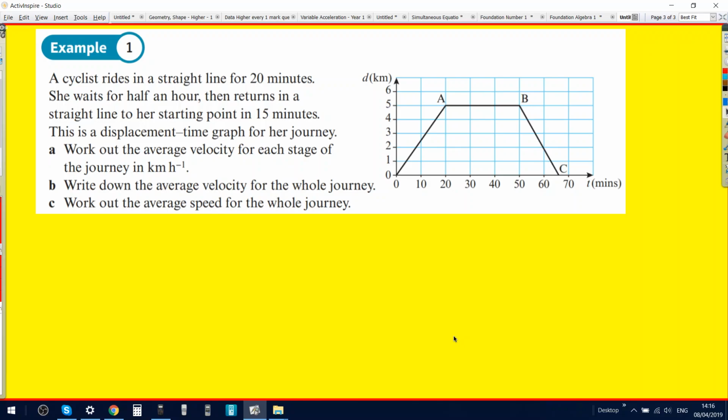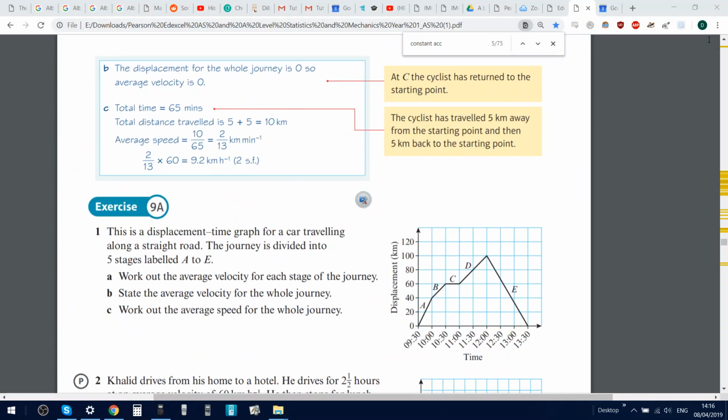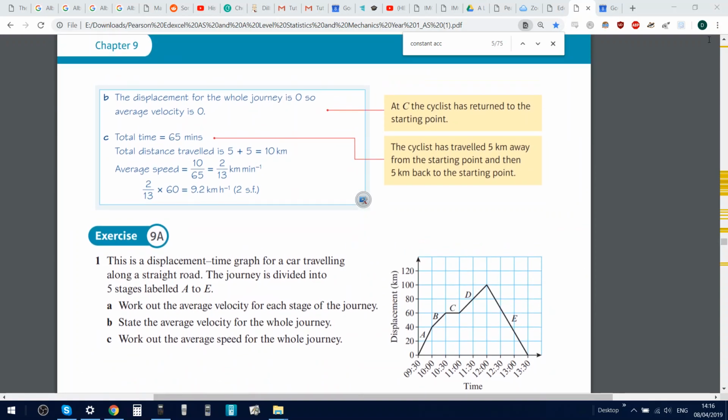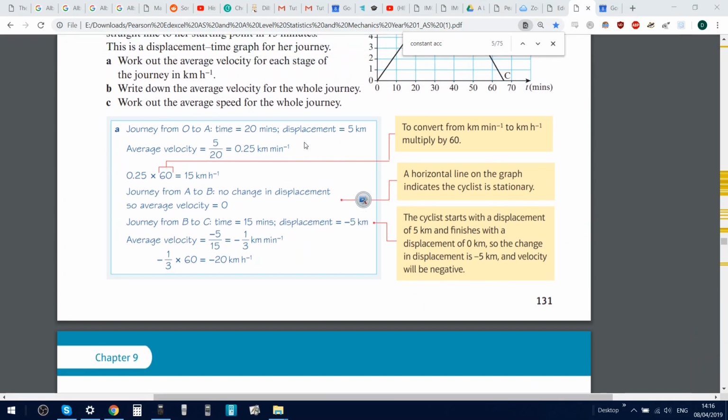So they traveled 5 kilometers one way and then 5 kilometers on the other, because it's a displacement time graph, so it's just 10 kilometers now. Unless I'm wrong. Yeah, maybe that is it. So it's 5 away and 5 back. What am I thinking of? No, I'm thinking of the harder ones.